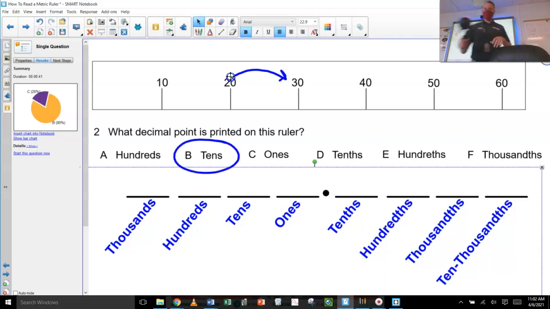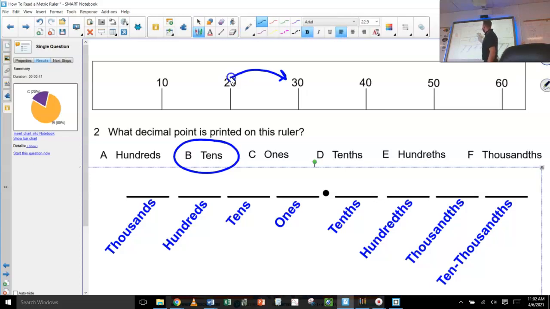Because there's a 10, 20, there's nothing in the middle of it. You know it. Well, even if there were things in the middle of it, even if there were 10 ticks more, 1, 2, 3, 4, 5, 6, 7, 8, 9, 10, this would still be tens, okay?